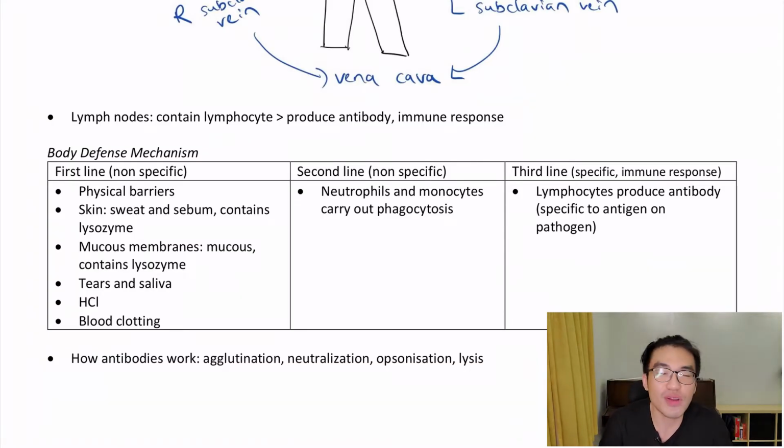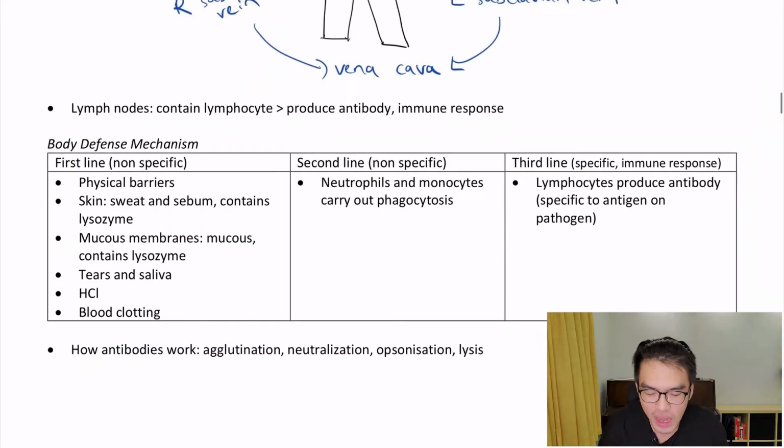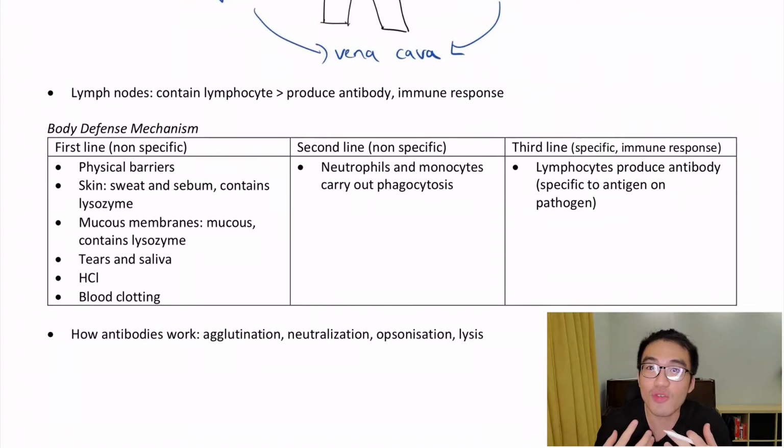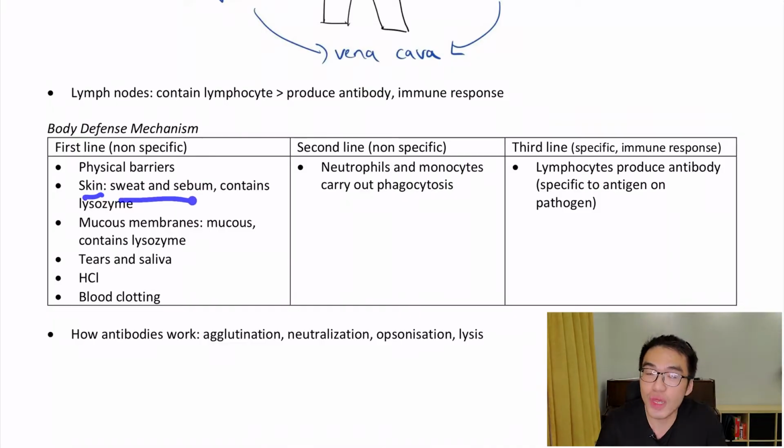This is, I would say, one of the most important parts of this chapter. You have your first line non-specific, second line non-specific, third line specific, or I like to call this the immune response. First line is like the Great Wall of China. It's a physical barrier. So you have your skin, it produces sweat and sebum, which contain lysozyme, the enzyme that will kill pathogens. Mucous membrane contains lysozyme as well. Tears and saliva, hydrochloric acid in your stomach, and of course our blood clotting system.